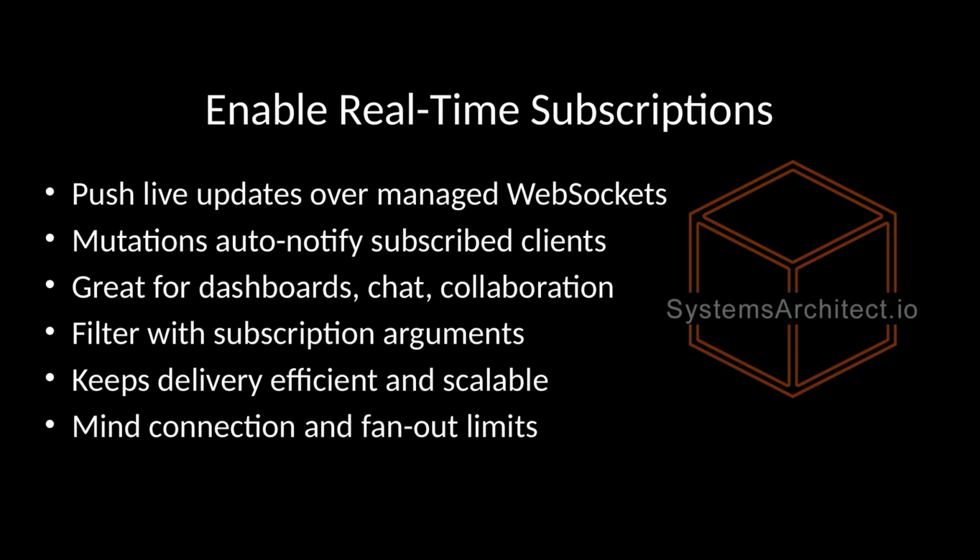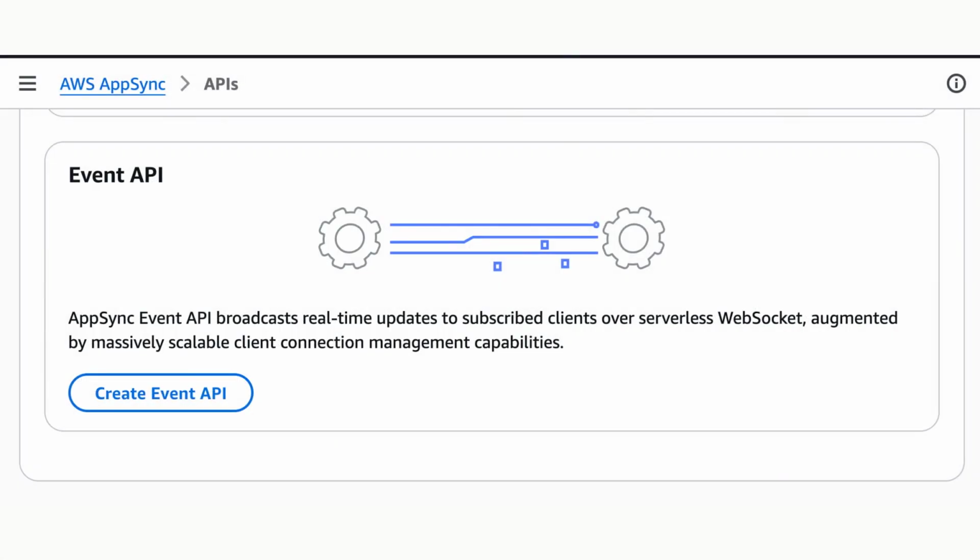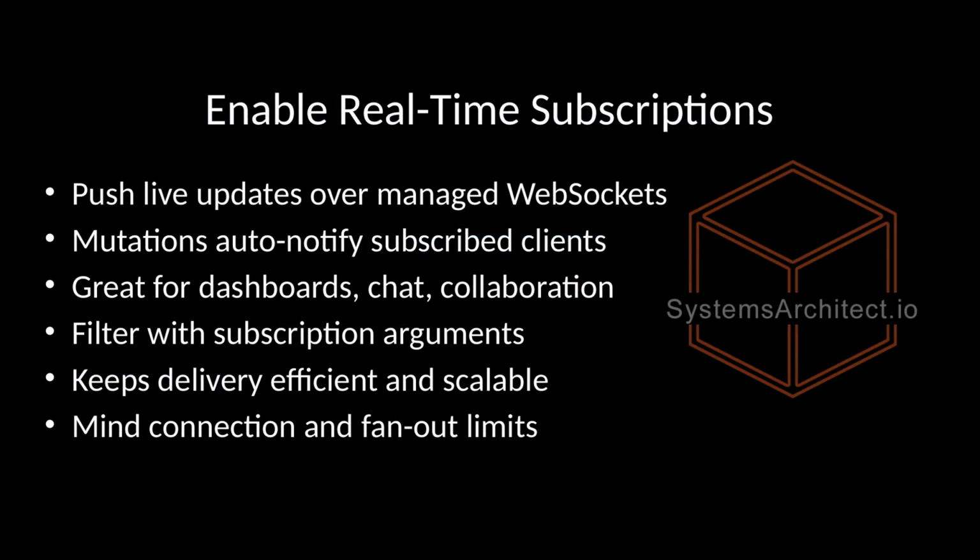5. Enable real-time subscriptions. Subscriptions are one of AppSync's standout features, pushing live updates to clients over managed WebSocket connections. When a mutation runs, AppSync automatically notifies every subscribed client, so building live dashboards, chat, or collaborative apps takes very little custom code. Add subscription arguments so each client receives only the events that are relevant to it, rather than a flood of everything. Plan for scale by filtering server side and being deliberate about which mutations broadcast.